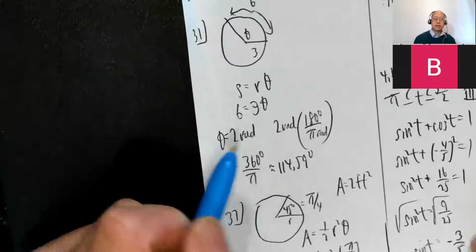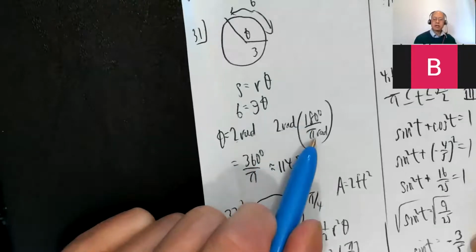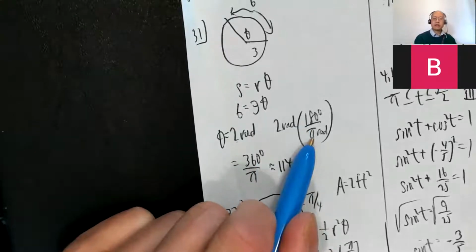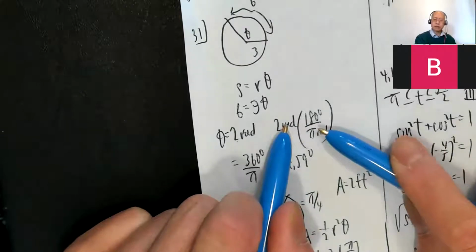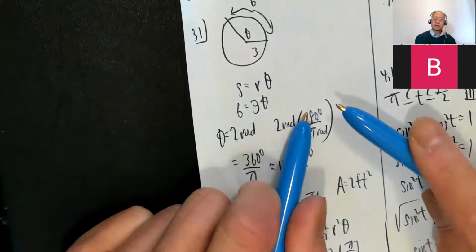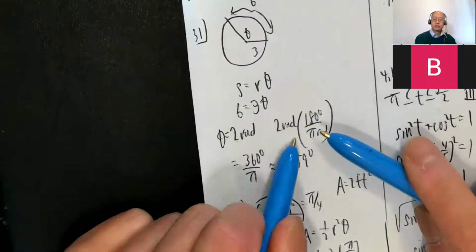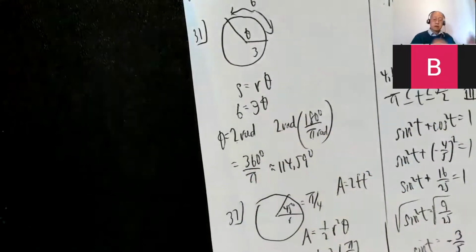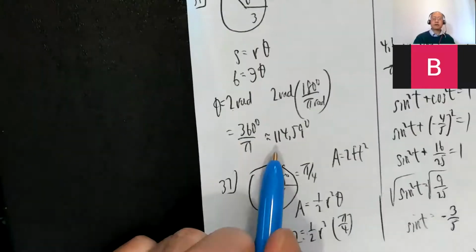How do I change that to degrees? Multiply it by 180 degrees divided by pi radians. So how do I know it's that? Because then the radians will cancel out. If you went pi over 180, you'd have radians, radians, you wouldn't cancel out. So 360 over pi, punch it in your calculator, it's about 114.59 degrees.